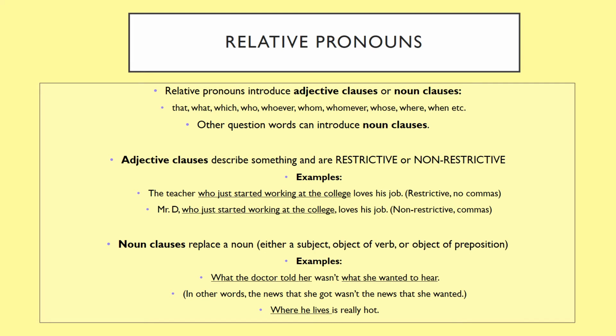Noun clauses, then, and again, we'll look at these in more detail later. Noun clauses replace a noun, either the subject or object of the verb or the object of a preposition. Some examples include, what the doctor told her wasn't what she wanted to hear. That included two noun clauses. In other words, the news that she got wasn't the news that she wanted. And another example, where he lives is really hot. That place is really hot. His country is really hot. So it replaces the idea of a noun.